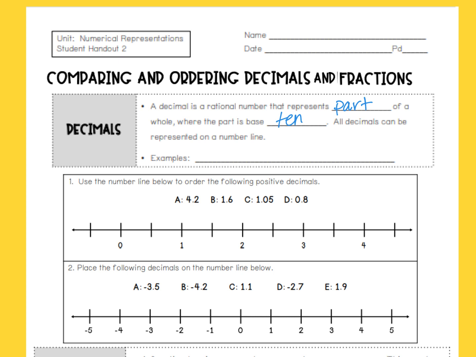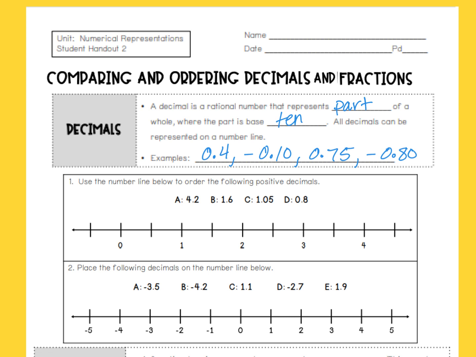All decimals can also be represented on a number line. Some examples of decimals are 0.4, negative 0.10, so that'd be like spending 10 cents, positive 0.75, that'd be like you having 3/4 in your pocket, you have 75 cents, or negative 0.80, which would also be like spending 80 cents. Those are all examples of decimals.